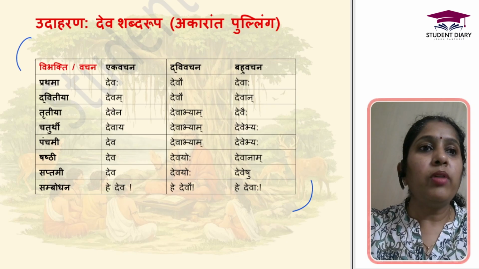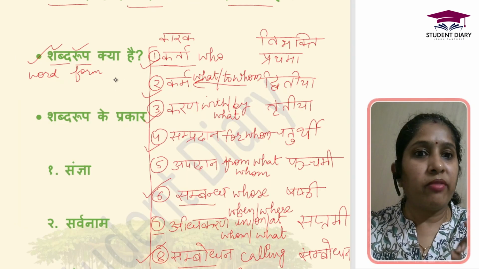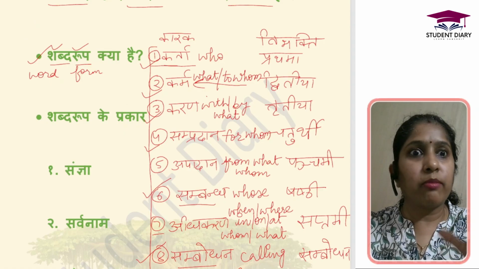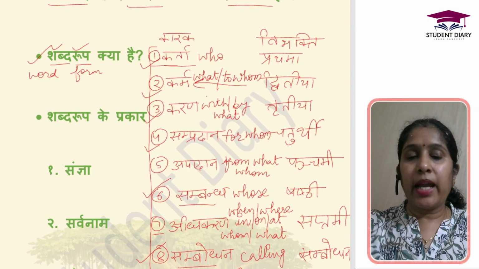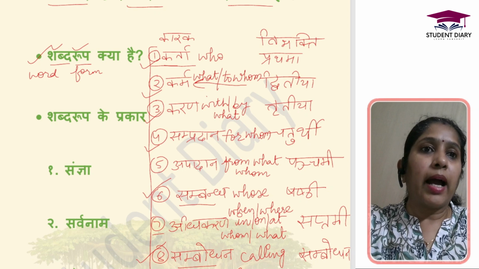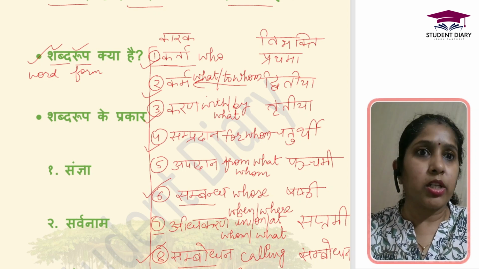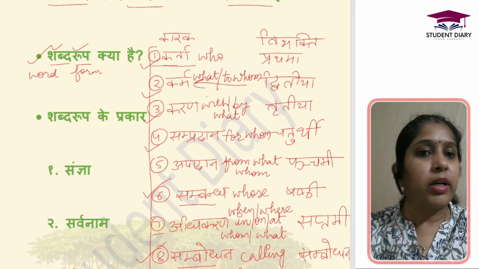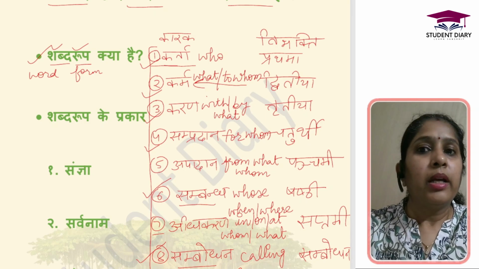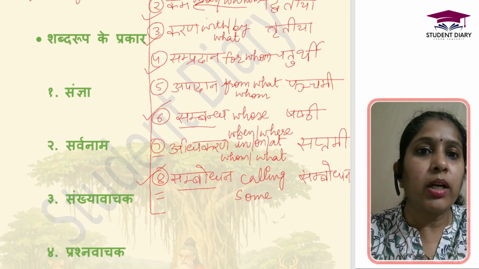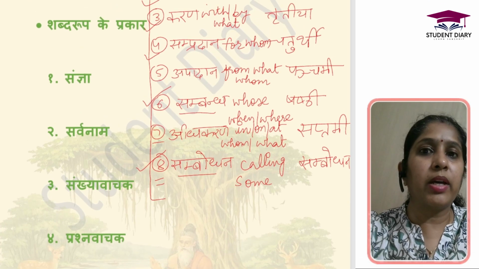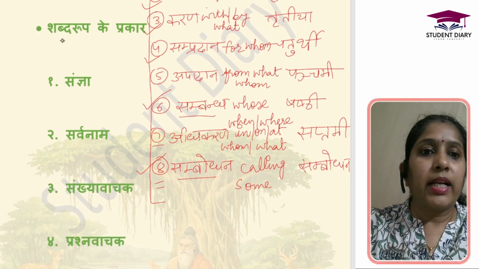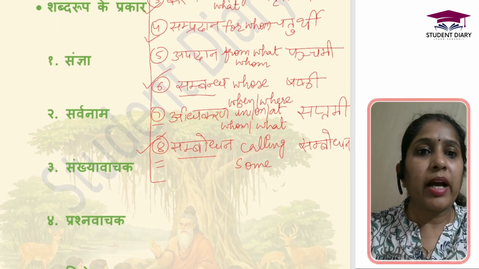Now we are going to understand, I hope everyone has understood what is Shabdroop. Shabdroop is a table having 8 rows for the 8 vibhaktis and 3 columns for the 3 vachan. So for every vibhakti and for every vachan, we have a particular word. Fine. Now comes the next question: what are the different types of Shabdroops we have to go through? So let's see the different types of Shabdroops.